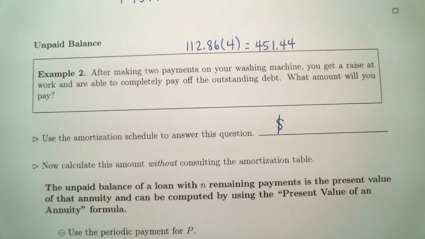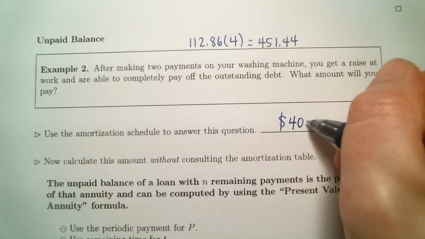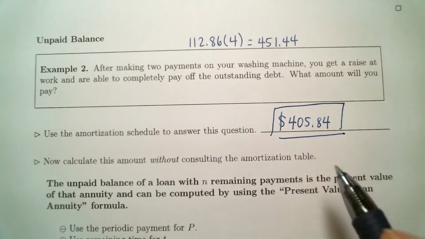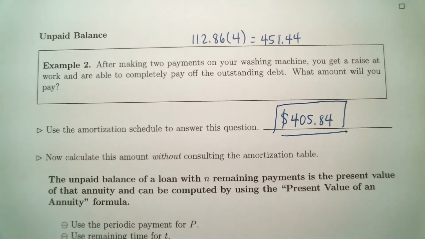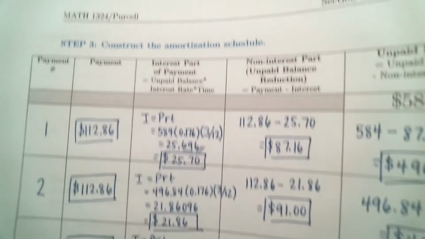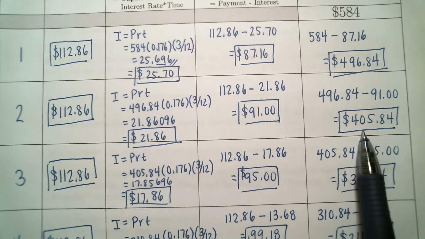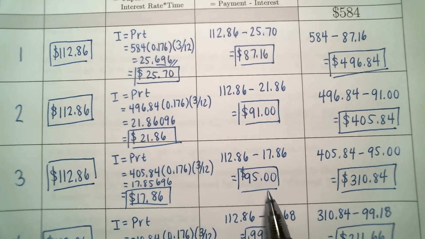Remember in this first bullet point, we were supposed to look at the amortization schedule and write down the answer. According to the schedule, after the second payment, we only owe $405.84 towards the washing machine. So why the discrepancy, this versus this? Well, if you are able to pay off the washing machine after the second payment, you wouldn't have to pay the interest that comes along with payments 3, 4, 5, and 6. So the interest is going to be cut out of the picture.